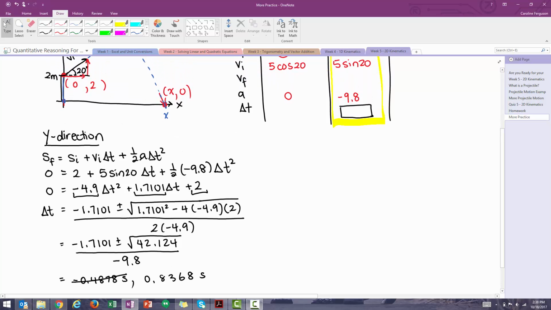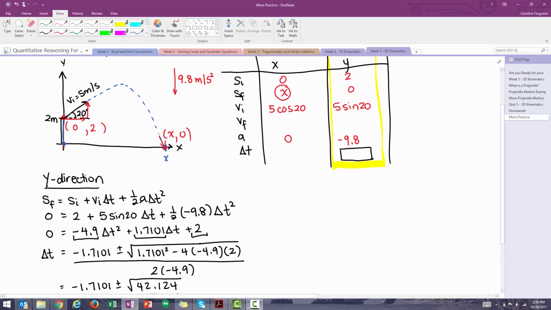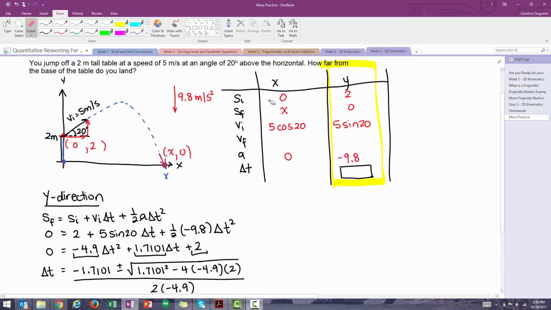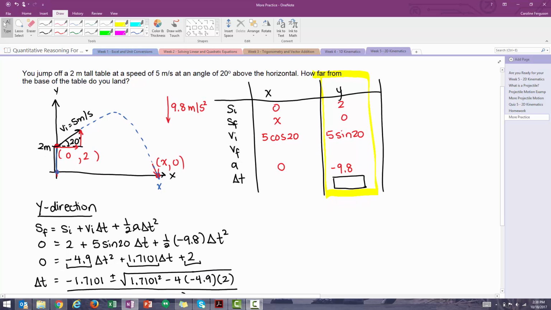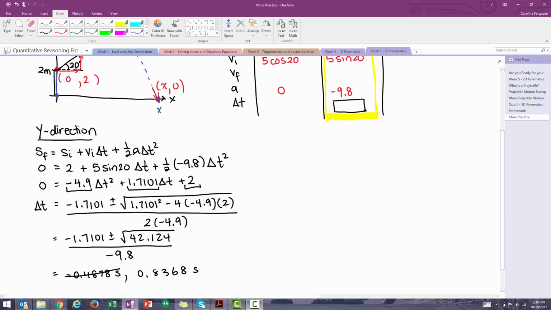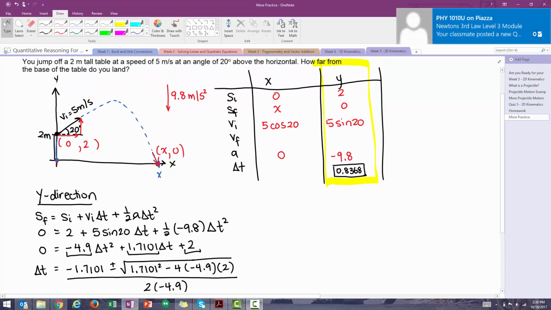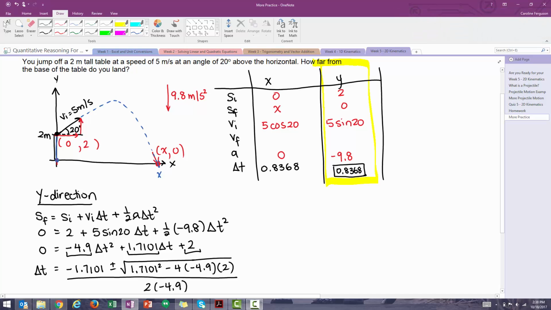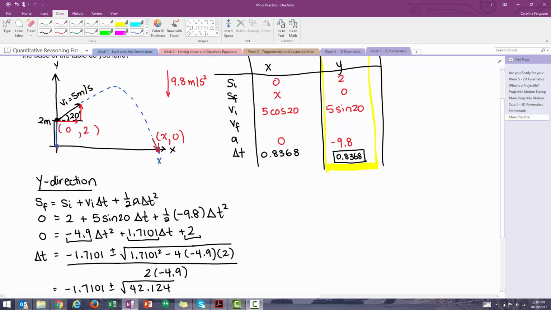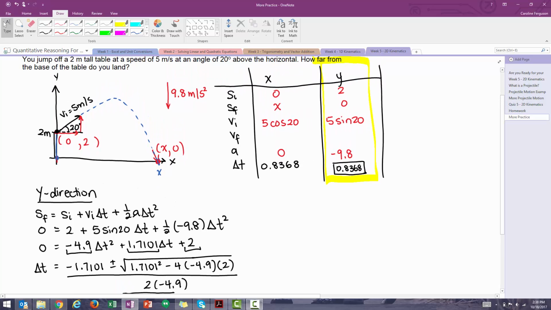All right, so that's our next step. We found time, but the question's not asking us for time. It's asking us for this x value here, which is the S final. I'm going to put my time in, 0.8368. So that's the time I have here. I can also put it in my x direction because time is not a vector, so it doesn't have x and y components. It's the same for both columns. So now I can find my S final. That's what my question's asking me for.